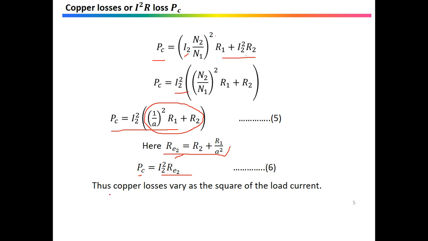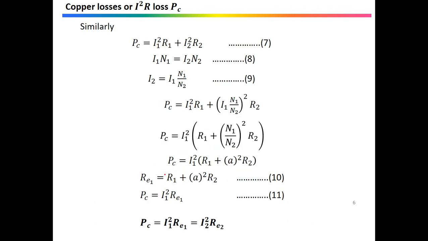In layman's terms, we can say that the copper loss varies as the square of the load current, because this is the secondary current flowing on the secondary side, that is, the load side. Similarly, we can calculate it for the primary side. Again, the total copper loss is nothing but the copper losses in the primary and the secondary side, and again writing the same equation, this time finding the value of I2.